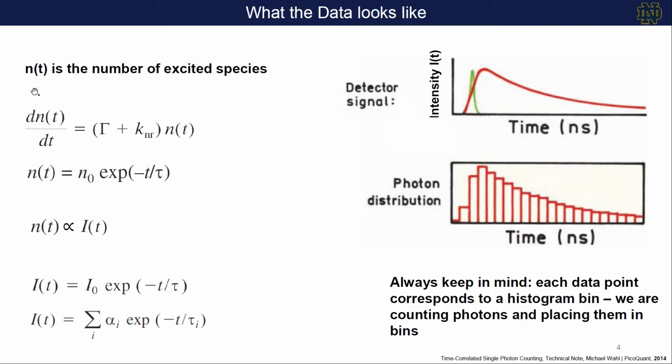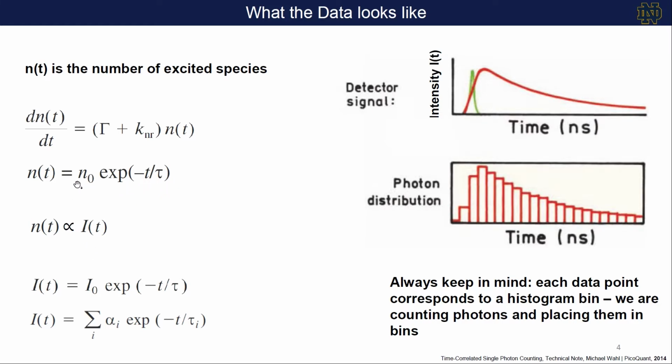So if we say n of t is the number of excited species in this system, we can say the change in that excited state population is related to capital gamma, which is just k sub r, the radiative rate, plus the non-radiative rate, multiplied by that number of excited state species. So we can solve this equation. n of t is thus equal to n sub 0, the initial population, times e to the negative t over tau, or you can think of that as e to the negative kt.